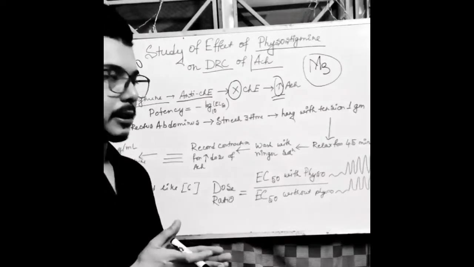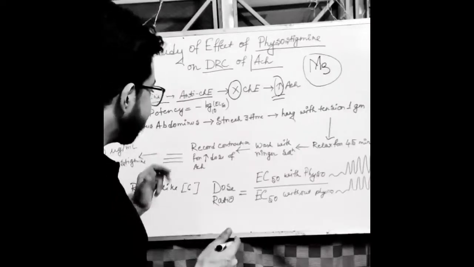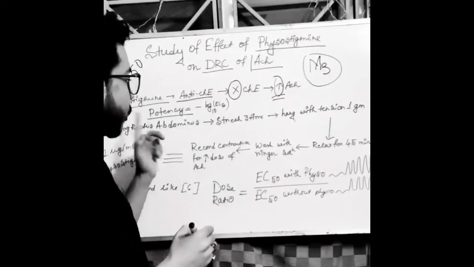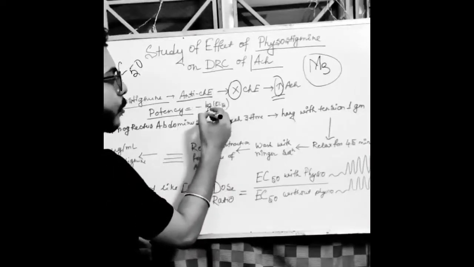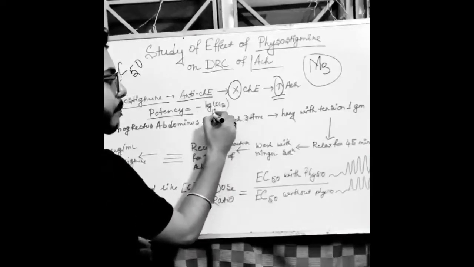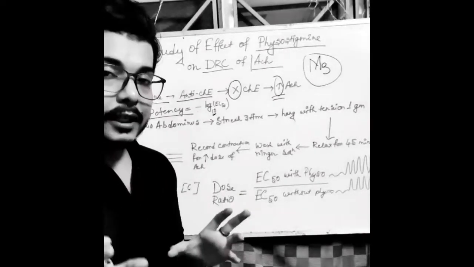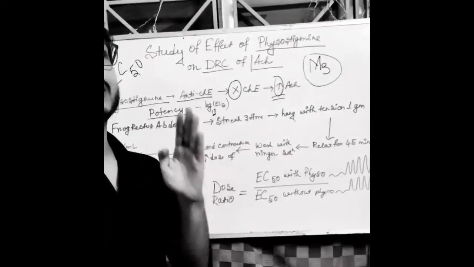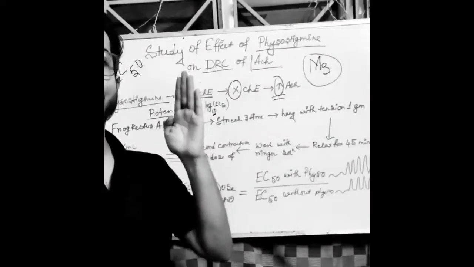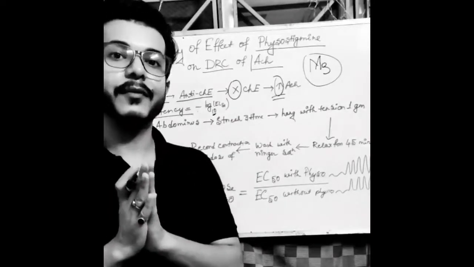So this is the basic difference. If we have to consider the potency of a drug, potency is equal to negative logarithm of EC50 base 10. So this is the formula for calculating the potency from EC50. Okay, so it has been seen that if the EC50 increases, which also increases the potency. This is the basic funda.